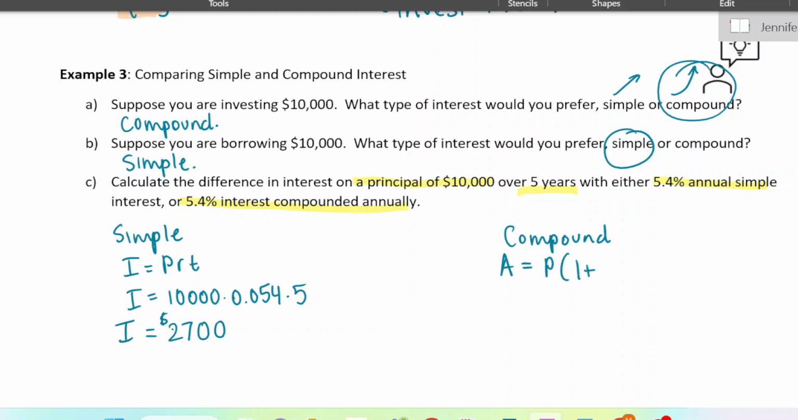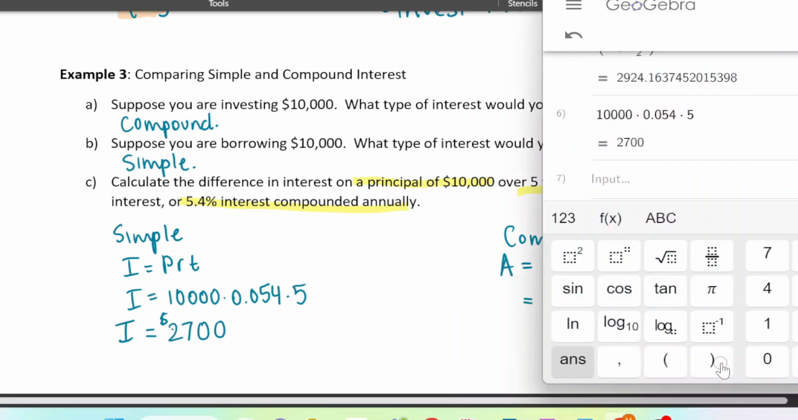So it's P and then 1 plus R over N, all to the power of NT. So here our principal is the same, 10,000. The interest rate is 0.054. It says compounded annually, so just once a year. And it's going to be 5 years. Okay, so let's plug that in. So it's 10,000 times, and then here's a bracket, 1 plus 0.054 bracket, all to the power of 5. We get $13,007.78.